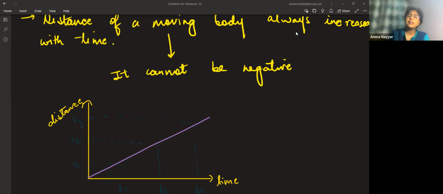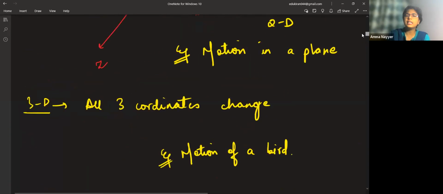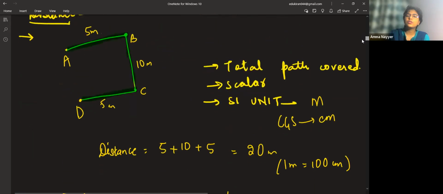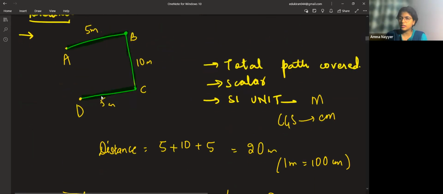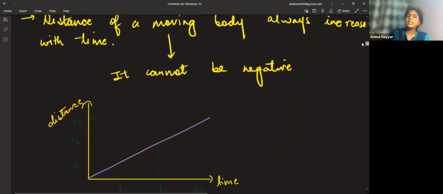distance. So towards the end of the class, you can take the screenshots of this, till here you had attended the class. So distance is basically the total path that is covered. It's a scalar quantity. SI unit is meters, and you can keep on adding distance.